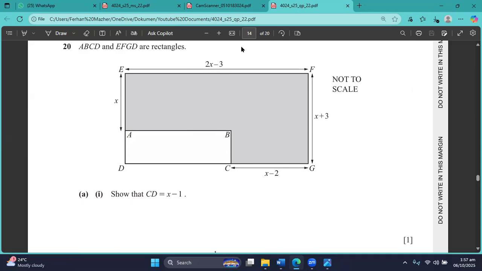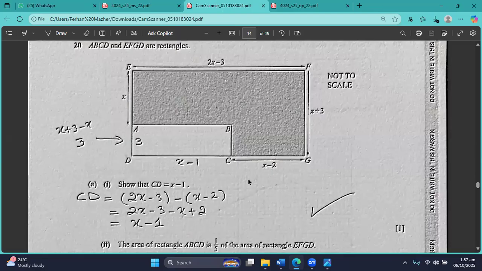Okay. The area of this big rectangle is simply 2x minus 3 multiplied with x plus 3. The area of this, we just found that this is x minus 1. So how much is this portion? This portion, this is x plus 3, the whole thing. This portion is x, so this portion will be 3. So 3 multiplied by this, and that will be equal to 1/5 of the area of this big rectangle. Let me show you.